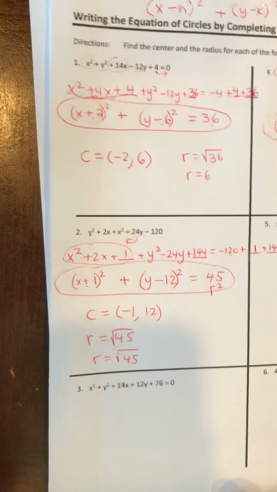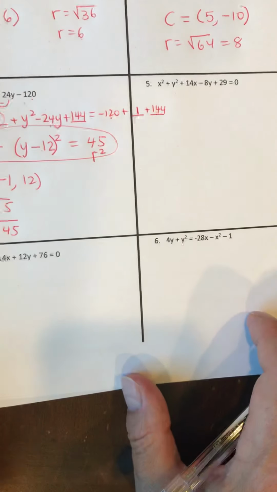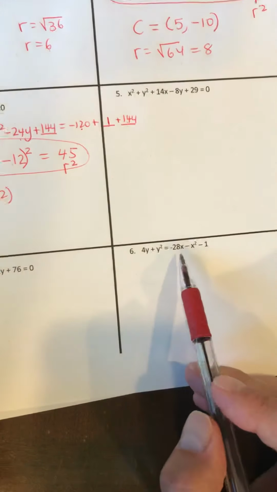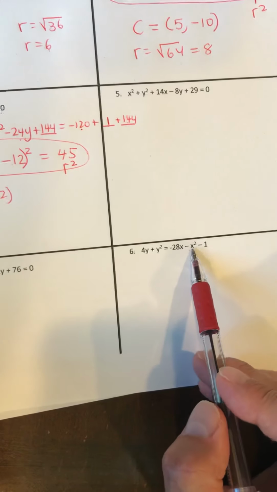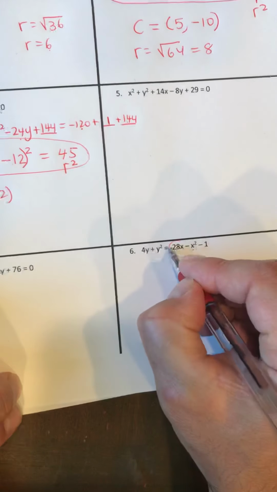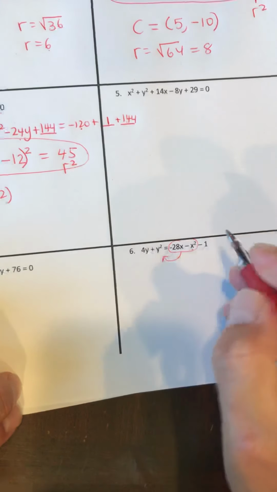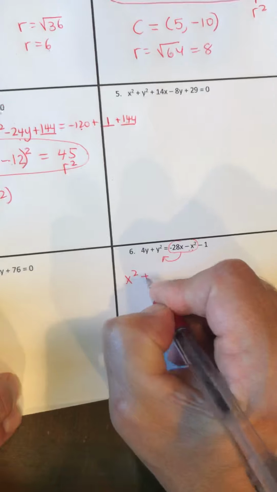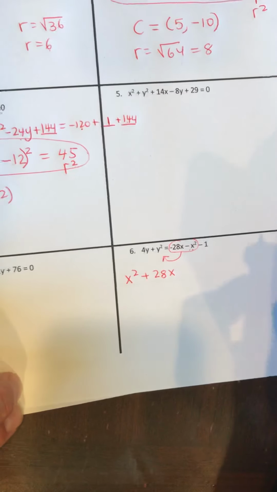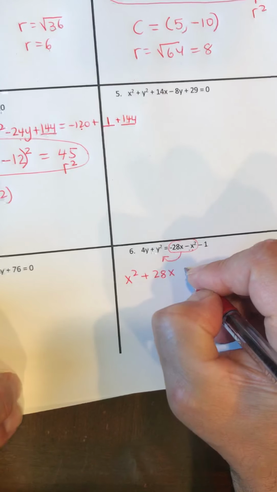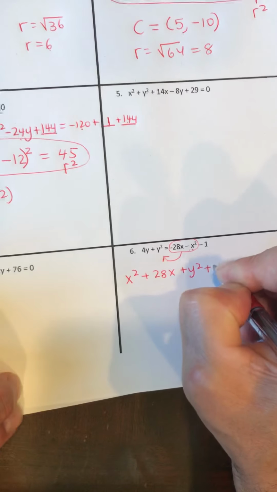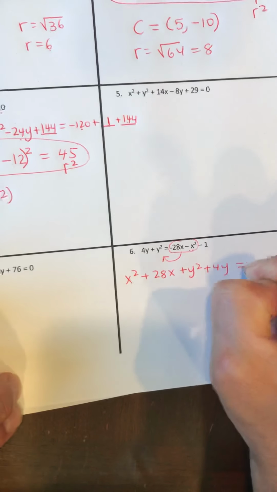All right, I'm going to do number 6 because it's just slightly different in the way they gave it to you. You never want the squared terms to be negative. So what I want to do is bring the x squared and this negative 28x to the other side. And when you do that, the x squared is going to be positive. The negative 28x is going to become positive. I'm going to rewrite it all out first. Plus y squared plus 4y equals negative 1.